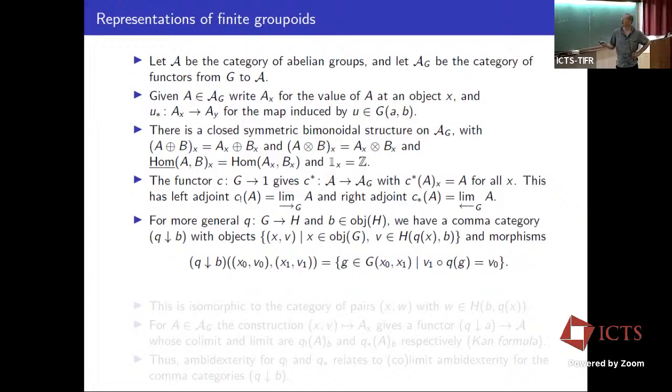So you've got this Q here and some objects B and H, and you want to look at this comma category, which I'm going to write as Q down arrow B. So the objects are pairs where you've got an object X in G, and so QX is in H, and you've got a morphism from QX to B, which you're going to call little v. So pairs like that, those are our objects.